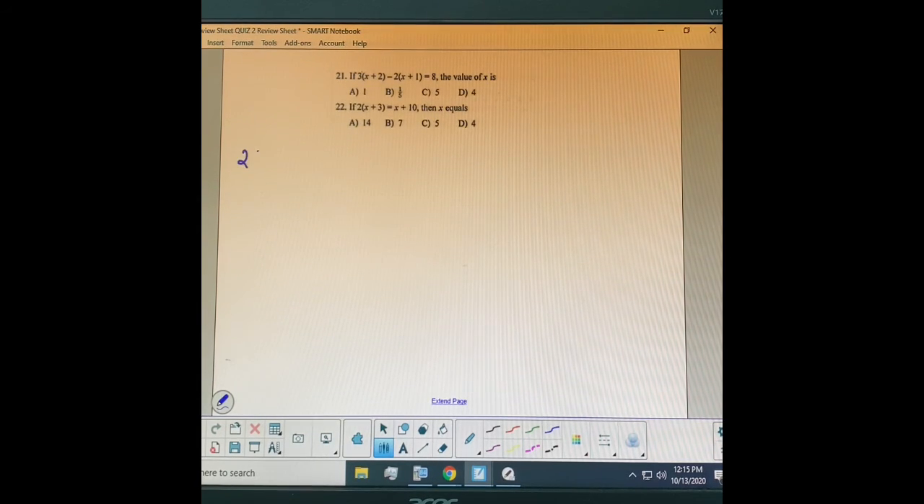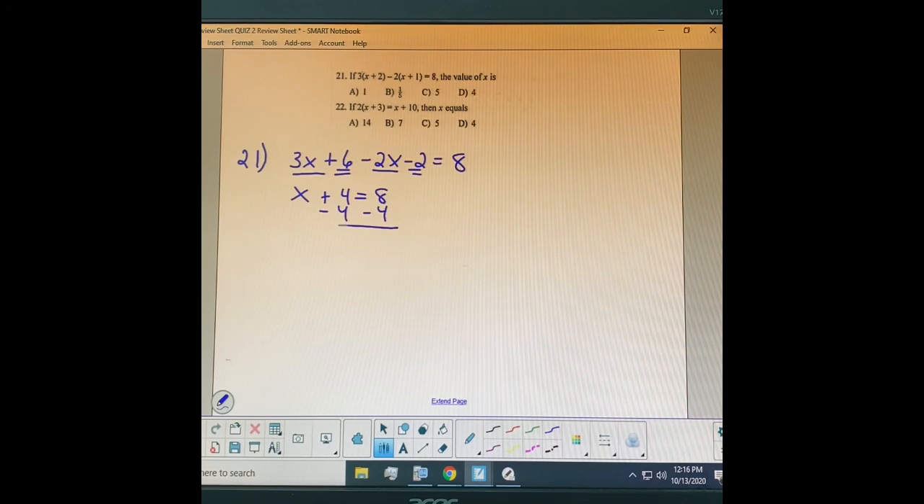For 21 and 22, we're solving for x. Make sure you distribute. Make sure you distribute with the -2. Make sure you combine like terms. And for both of these questions, you're going to get x equals 4. Please work them out and check your answers.